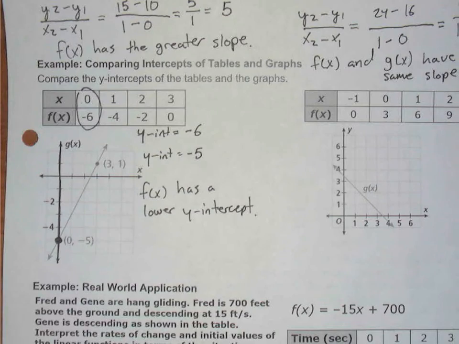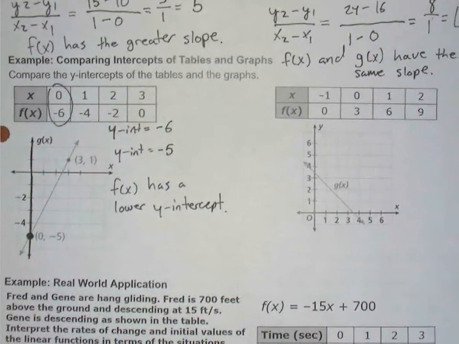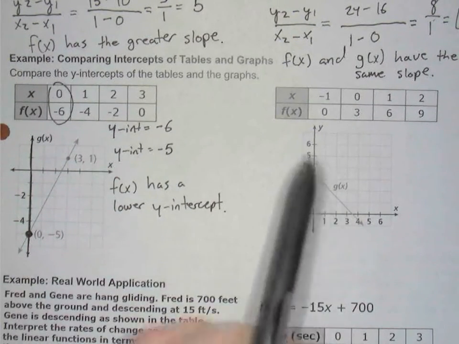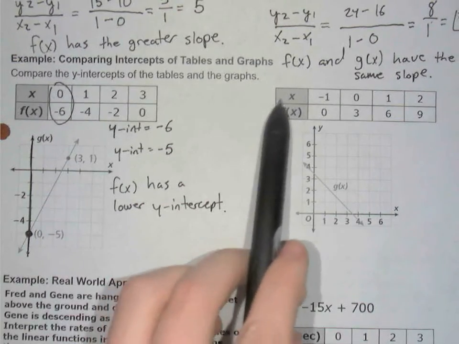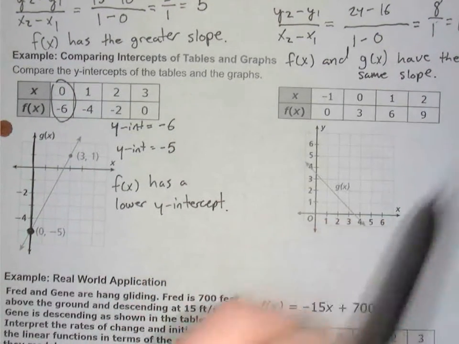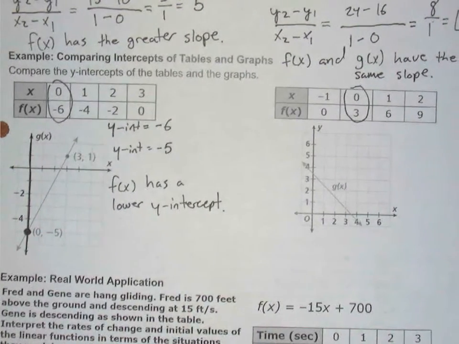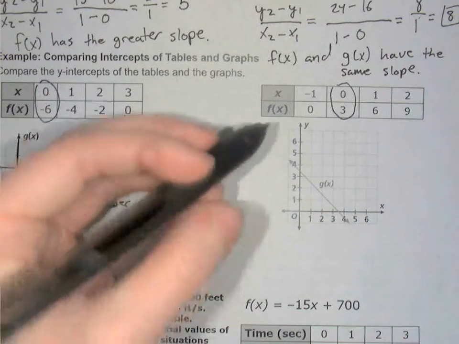The same thing is going to happen in the next example that we've got. We've got two functions, one which is represented by a table and the other which is represented by a graph. So if I look at my table first, I can find my y-intercept very easily by looking along my x row and finding the 0. So here's the 0. It goes along with the number 3. So the y-intercept of that table is 3.